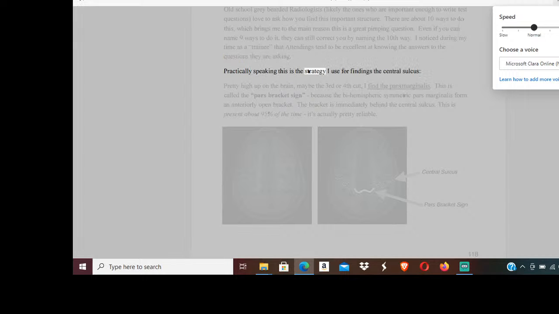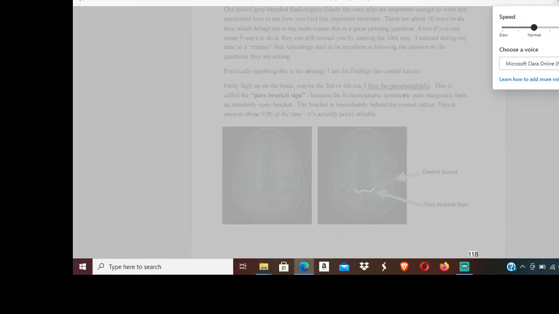Practically speaking, this is the strategy I use for finding the central sulcus. Pretty high up on the brain, maybe the 3rd or 4th cut, I find the pars marginalis. This is called the pars bracket sign, because the bihemispheric symmetric pars marginalis form an anteriorly open bracket. The bracket is immediately behind the central sulcus. This is present about 95% of the time. It's actually pretty reliable. Central sulcus. Pars bracket sign.